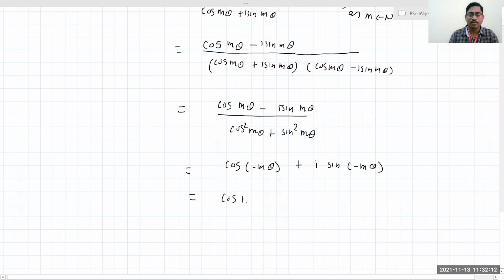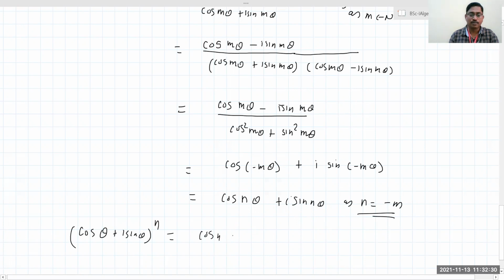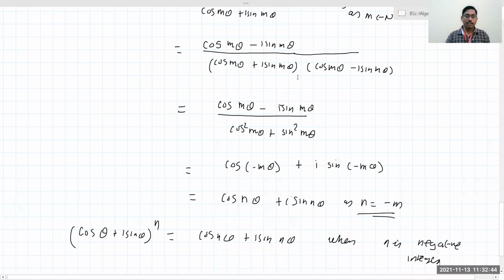What is the value of minus m? You assume it as n, as n is your minus m. So we have proved in this case that cos theta plus i sin theta raised to n becomes cos of n theta plus i sin n theta when n is a negative integer. So the first part is proved.